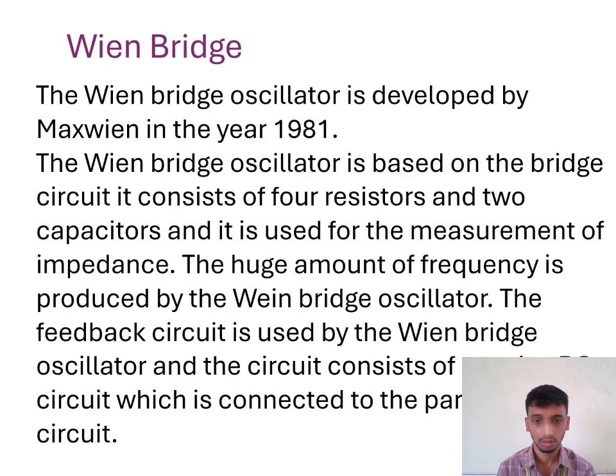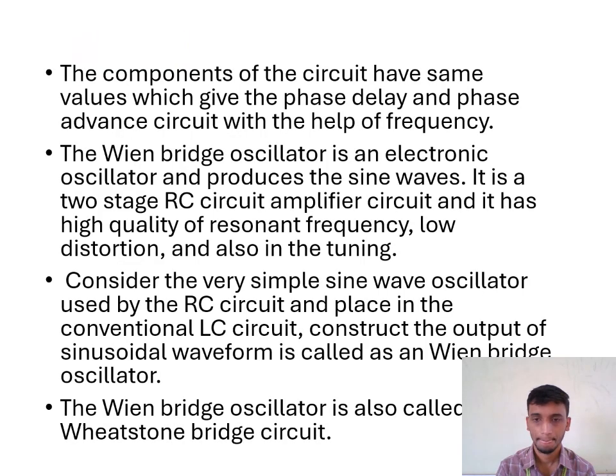The feedback circuit is used by the Wien Bridge oscillator, and the circuit consists of a series circuit which is connected to the parallel circuit. The components of the circuit have values which give the phase delay and a phase advance circuit with the help of frequency. The Wien Bridge oscillator is an electronic oscillator and produces the sine wave.